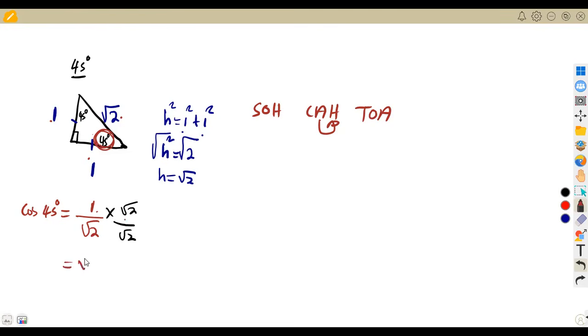1 times square root of 2 is square root of 2, over square root of 2 times square root of 2, which is 2. Remember from your surds, the square root of a times square root of a is equal to a. So you've got 2 and 2, which is going to be a 2. This value is the one that you get exactly on your calculator. So we can use the special angles. But now there's nothing special about these angles because our calculators are very reliable. They can give us the exact value that we are looking for directly.